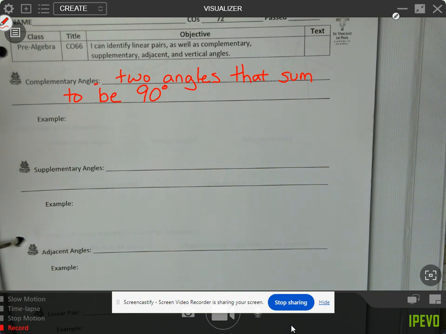We can see these in two different ways. Sometimes they are next to each other. Let's say we've got this, and we say this is 30 degrees, and this would be 60 degrees. So together we can see they make that right angle. They don't have to be next to each other. They can be separate. We could have 30 degrees and 60 degrees. Those two angles, if we add them together, they make 90 degrees.